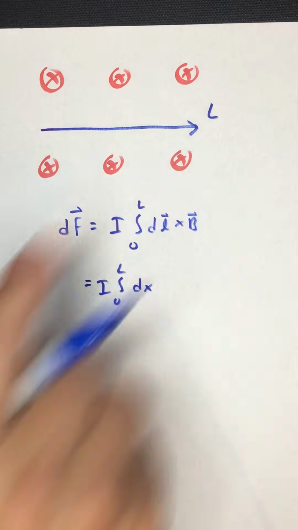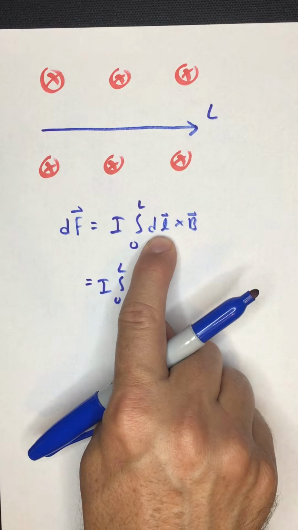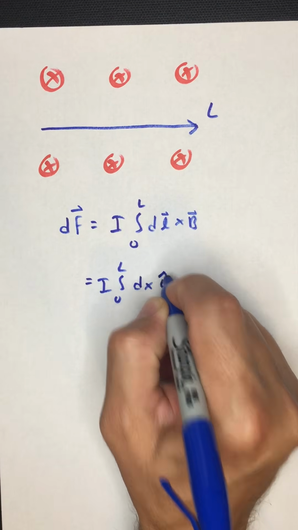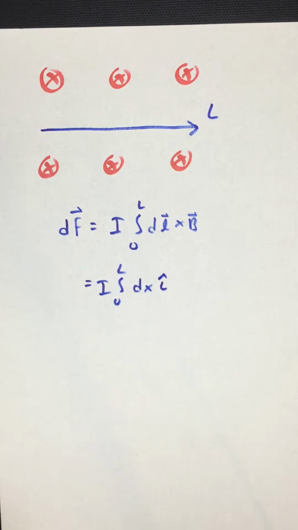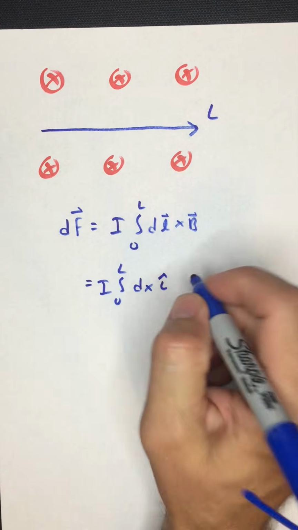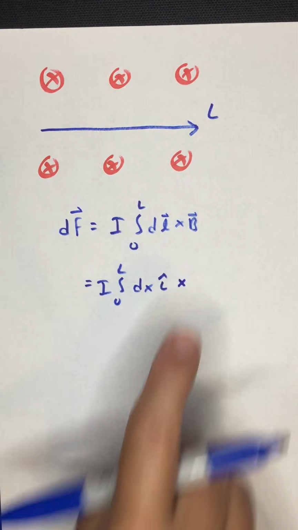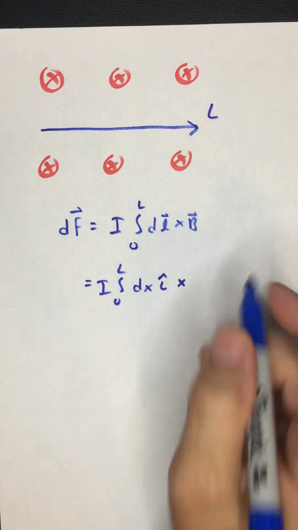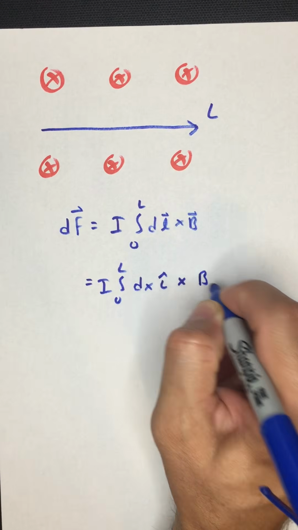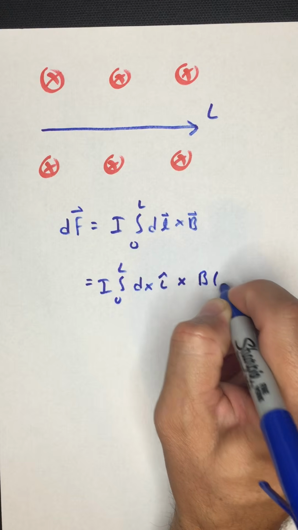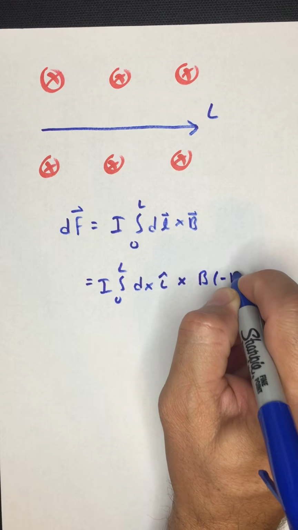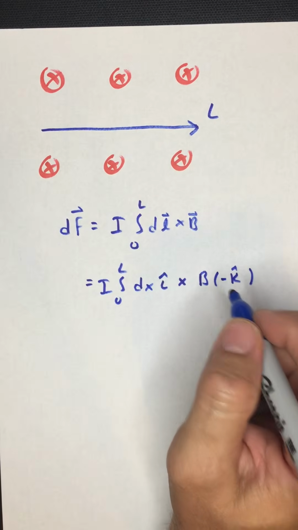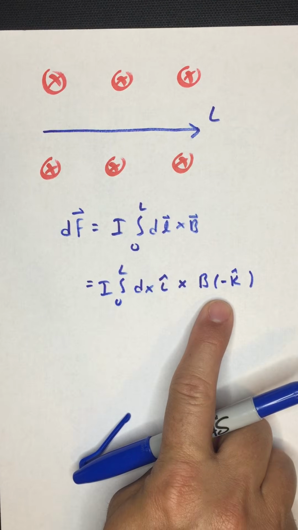And of course, it's moving in that direction. This is a vector, so I need to make this a vector. Easiest way to do that I know of is to put on the vector dependence with a unit vector in the x direction, cross B vector. Now, notice this is into the page. Let's just say that this is B, negative k hat. Into the page. All right. You can define that as positive if you want to.